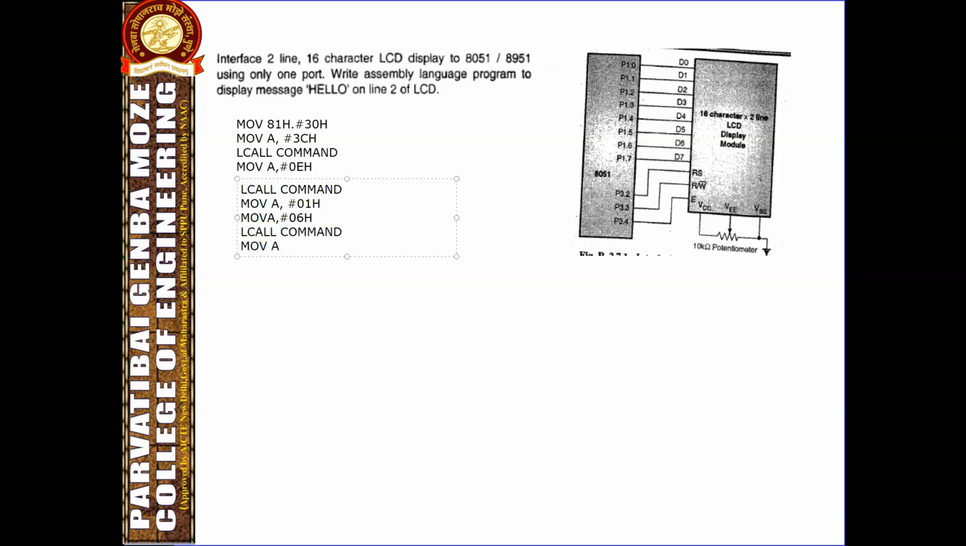Then we have to write the code MOV A, #0C0H. This is nothing but the cursor will shift to line 2, position 0. At that point we have to display our message on line 2, so we are setting our cursor to line 2 starting from position 0. Then again LCALL command.